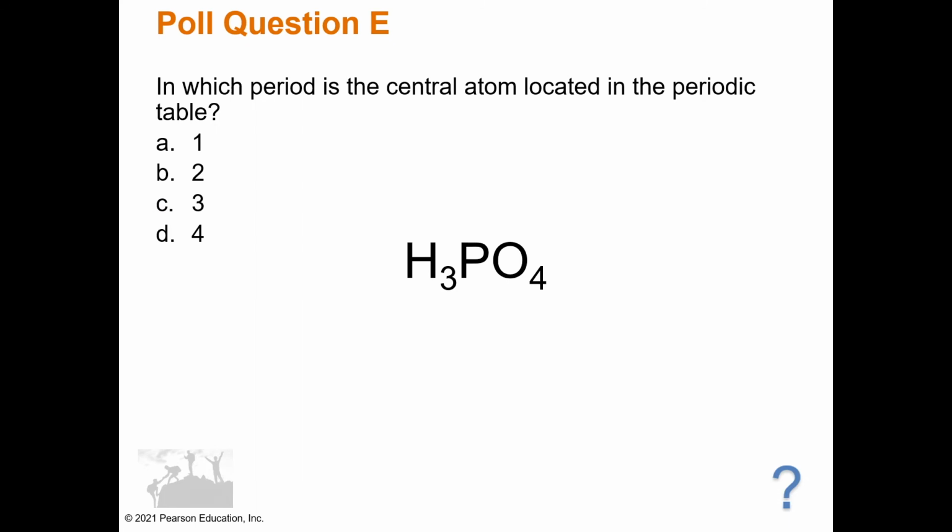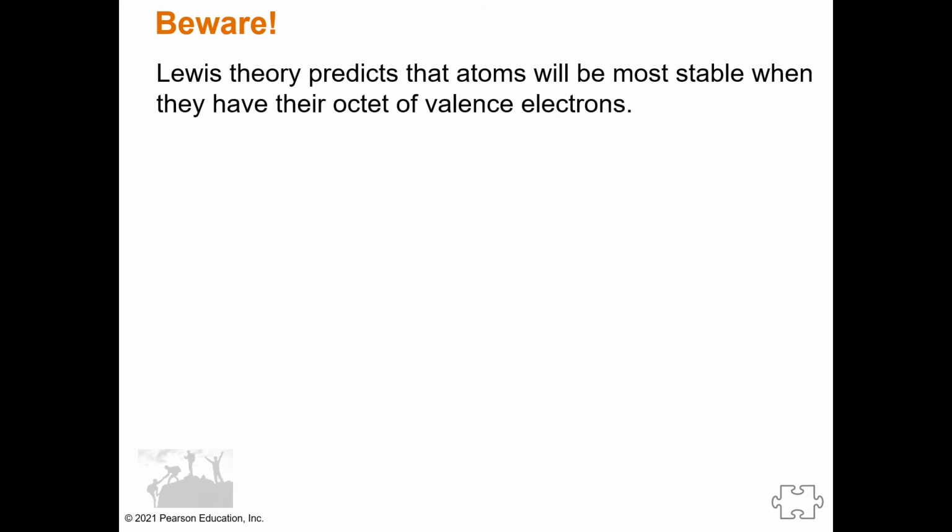Here we have phosphoric acid. So considering what the central atom is, where is it located in the periodic table? Press pause to draw this out, figure out where the central atom is located, and when you're ready for the answer, click play. Okay, so the answer is 3 again because phosphorus is our central atom. So why did I show you those 3 questions?